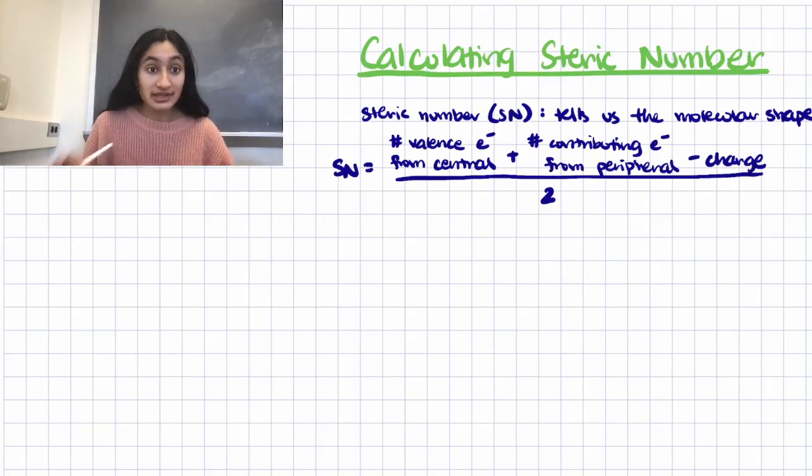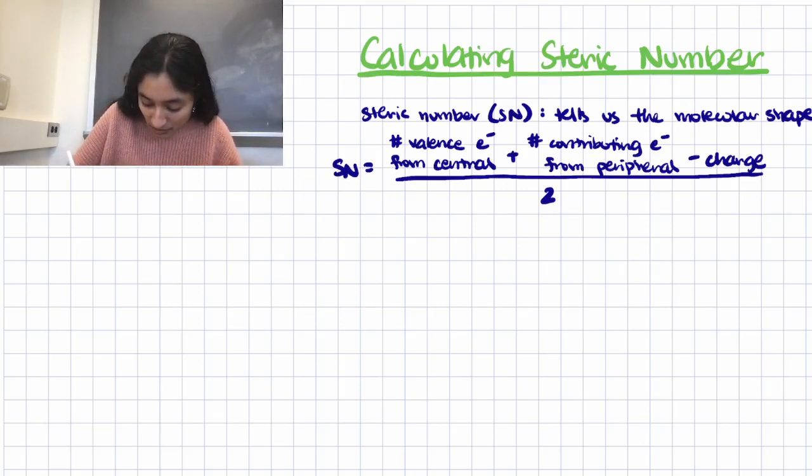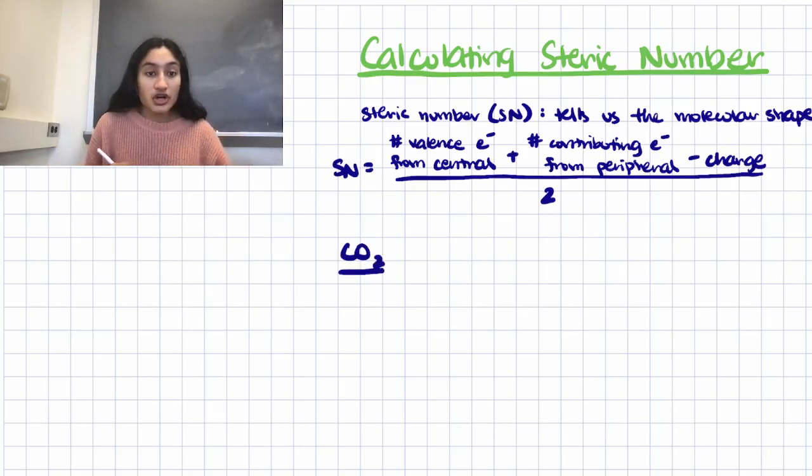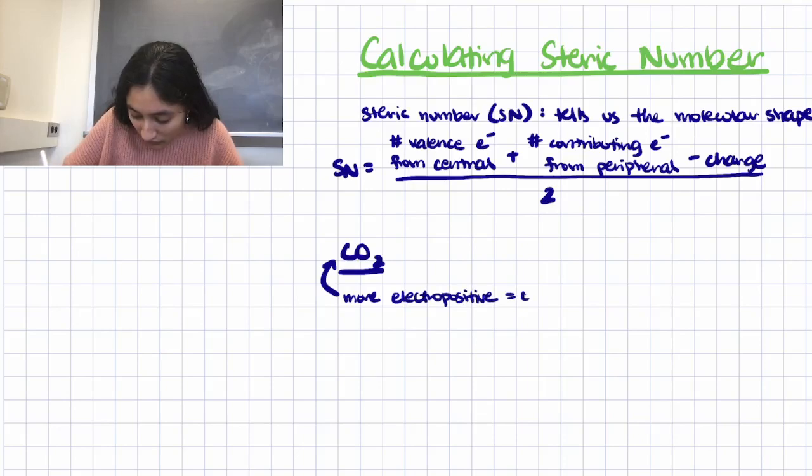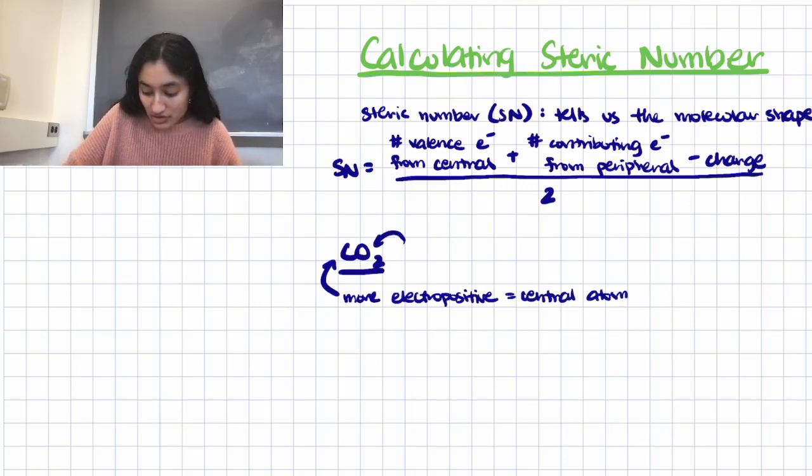In order to do this, let's take the example of CO2, or carbon dioxide. How do you tell what the central atom is and what the peripheral atoms are? The central atom is the most electropositive atom. Here we have two choices, carbon or oxygen. Carbon is more electropositive, so carbon will be the central atom, and therefore the two oxygens will be the two peripheral atoms.